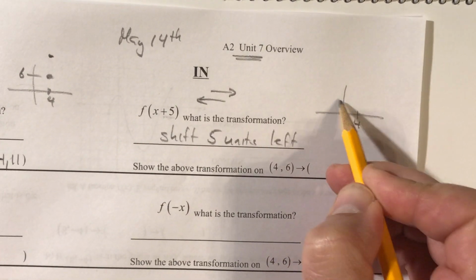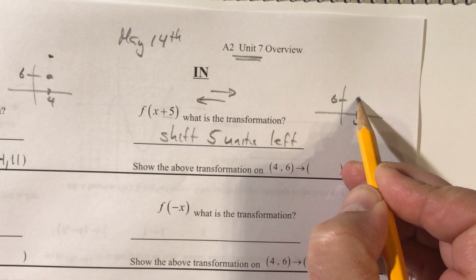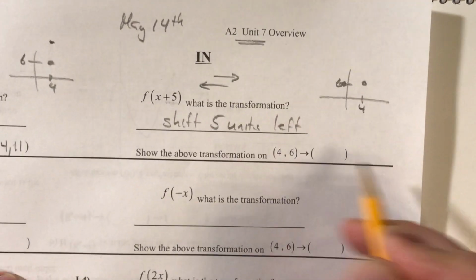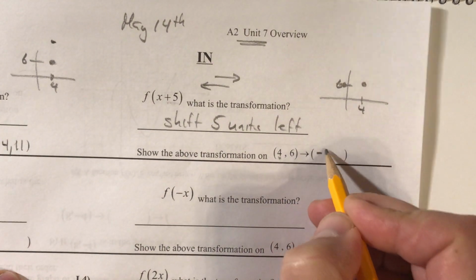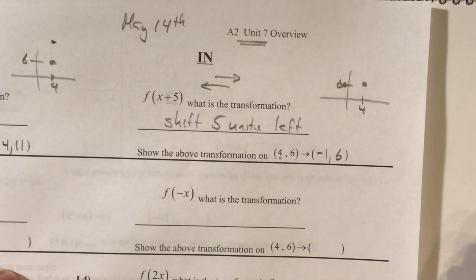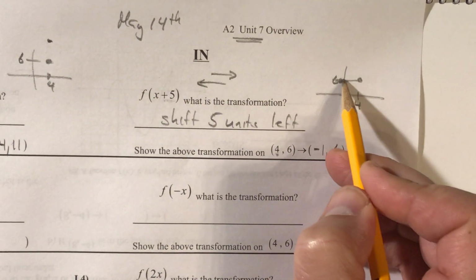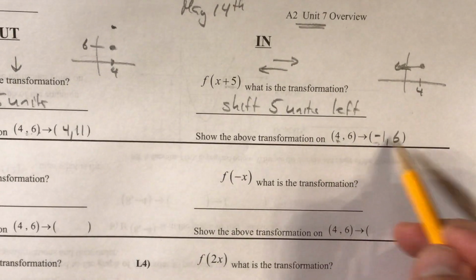So again, draw yourself a little quick picture here. Over 4, up 6, right? There I am, 4, 6, and now I'm going to move to the left 5 units. I'm going to come over here. Where am I going to end up? So if I move 5 units to the left, it only affects the x-axis. I'm going to end up at -1, 6. You know, even if you don't have graph paper, you can kind of figure this out. I'm moving to the left. I'm just moving to the left. So it's only going to affect the x-axis, the x value.